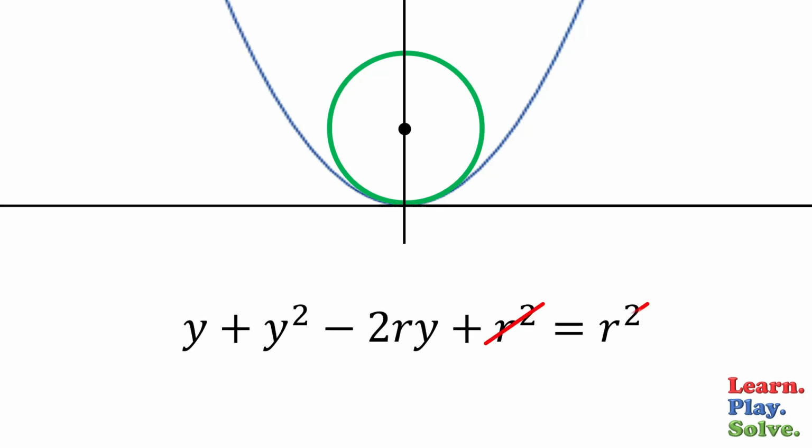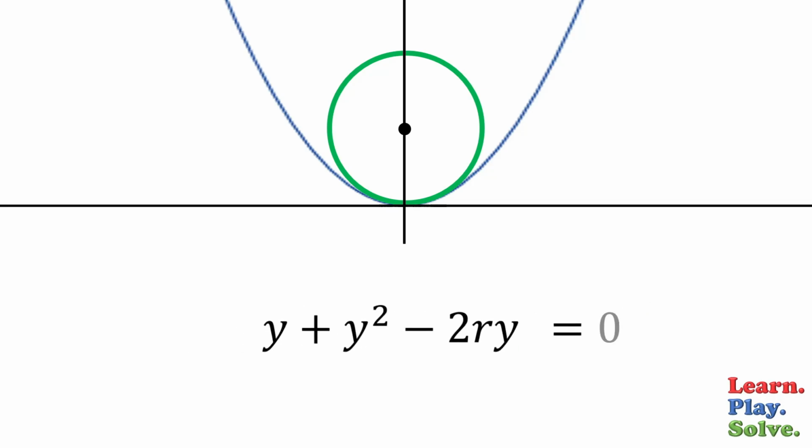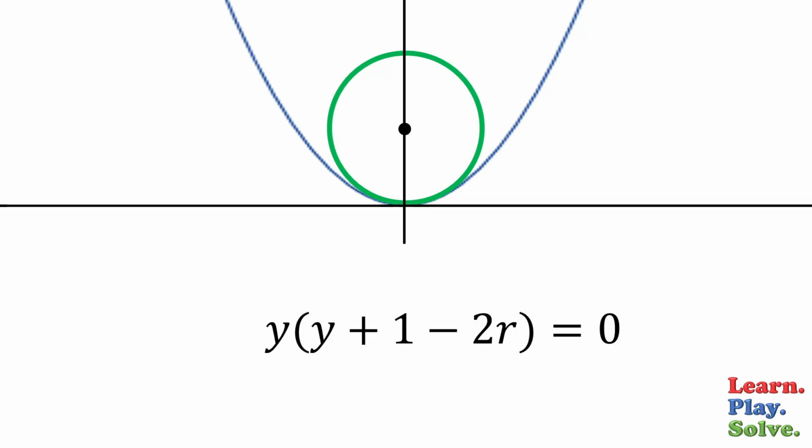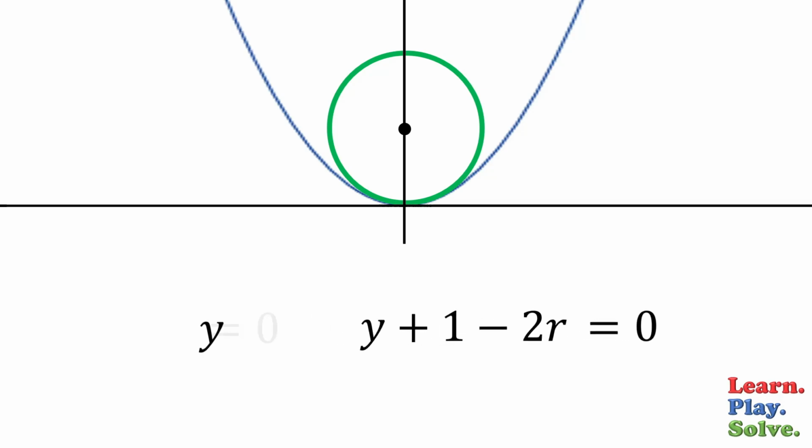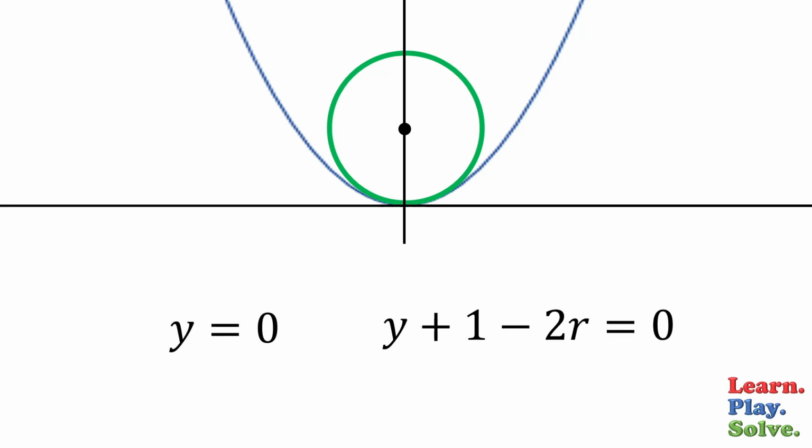There's an r squared on each side that we can cancel out, and then we can factor a y out of every term. Now set each factor equal to 0, and solve the equation on the right to get 2r minus 1. So these are the possible points of intersection between the circle and the parabola.